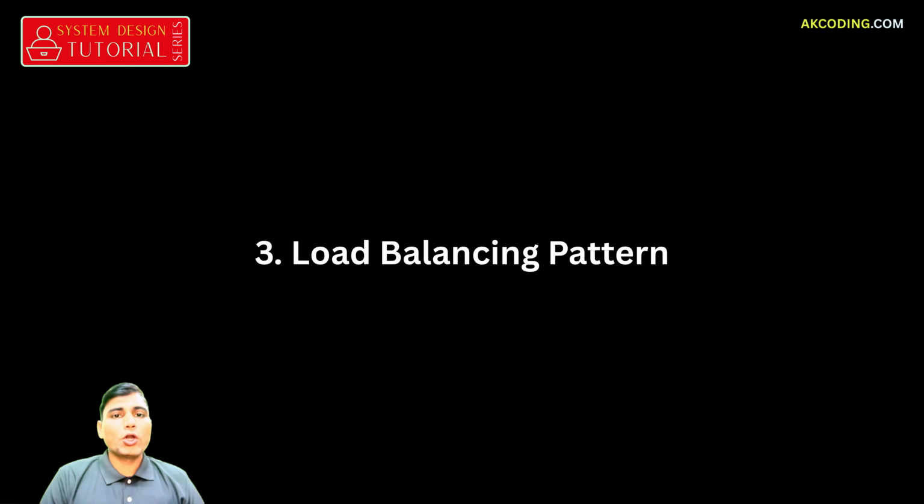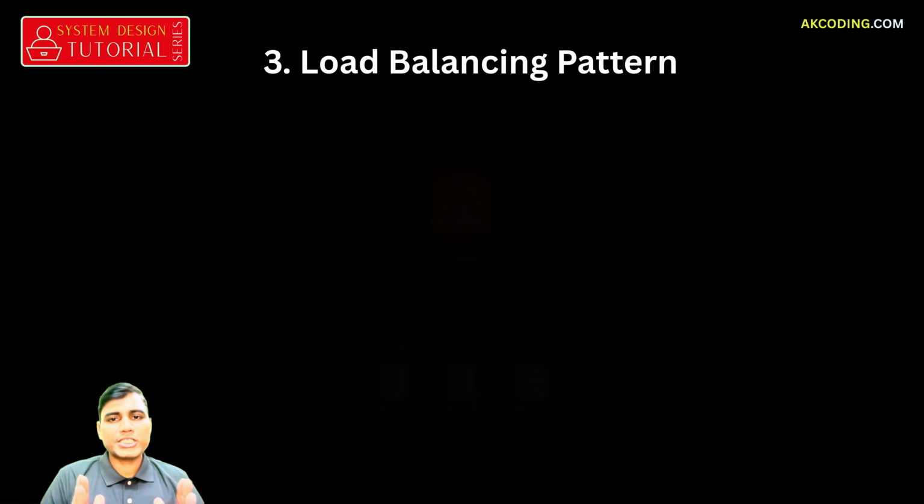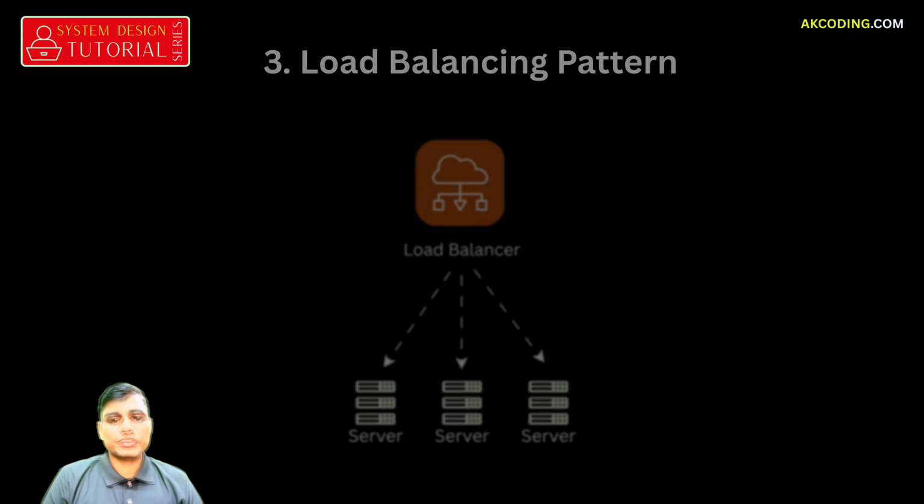Number 3, load balancing pattern in system design. Load balancing distributes user requests across multiple servers. It prevents one server from getting overloaded. And if a server fails, the load balancer redirects traffic to a healthy one. Think of it as a smart traffic police officer that always finds the best route.